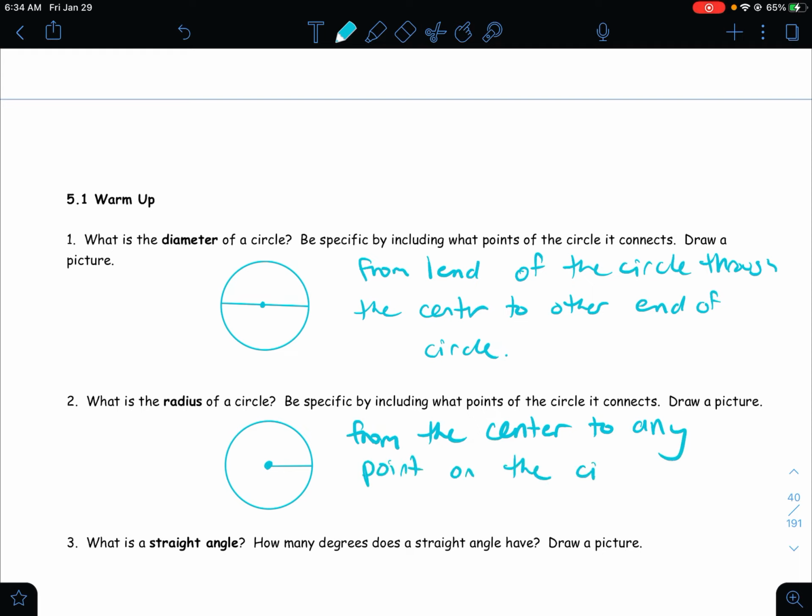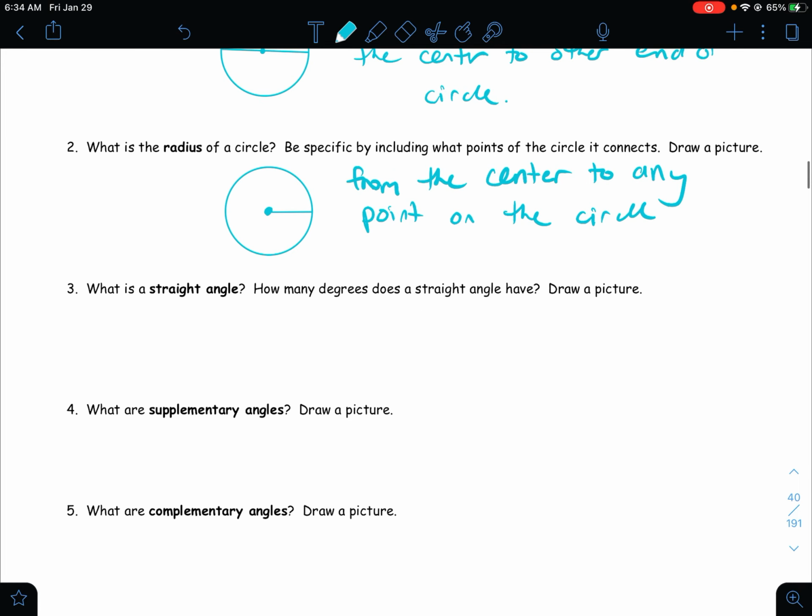on the circle. All right, what is a straight angle? How many degrees does a straight angle have? So a straight angle is essentially just a straight line, all right? And a straight angle is equal to 180 degrees. That's important, and you're going to use that a lot, okay? So if you have something like this and you cut it apart, these two parts are going to add up to 180 because it makes this straight angle. So that's definitely an important piece of information.